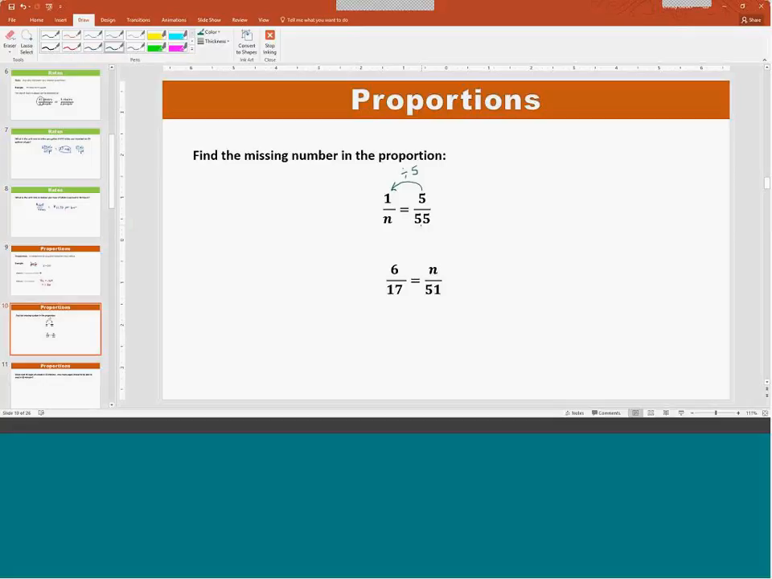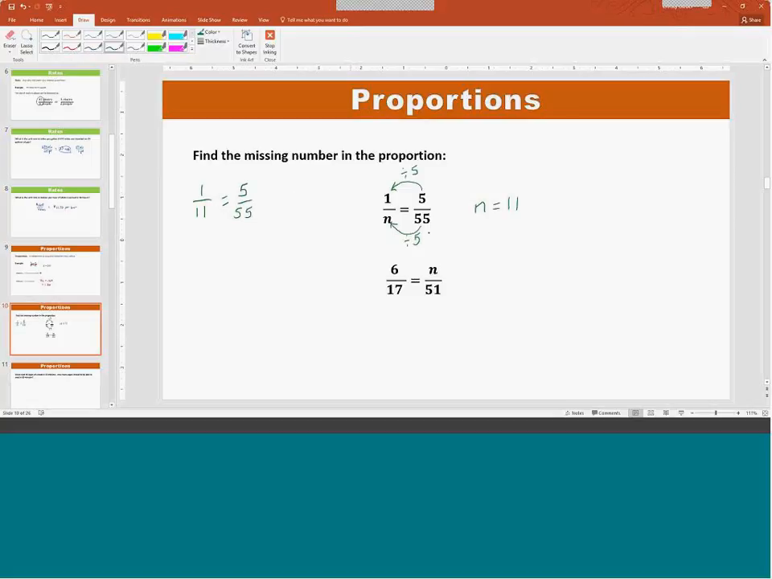Reduce. If I divide by 5 in the numerator in my second ratio, I have to do that same thing in the denominator, divide it by 5. That tells me that n has to equal 11, because 55 divided by 5 is 11. So that proportion can be written 1 over 11 is the same as 5 over 55.